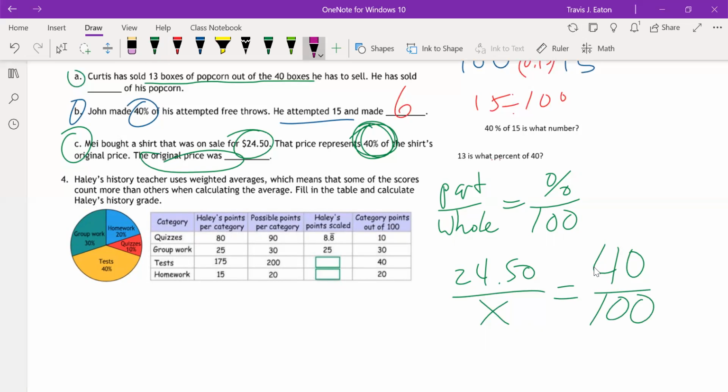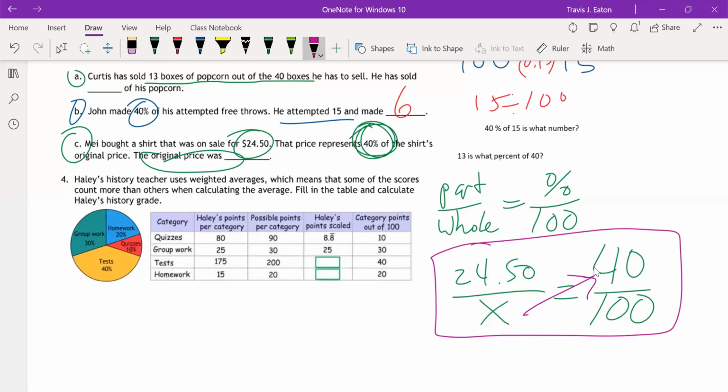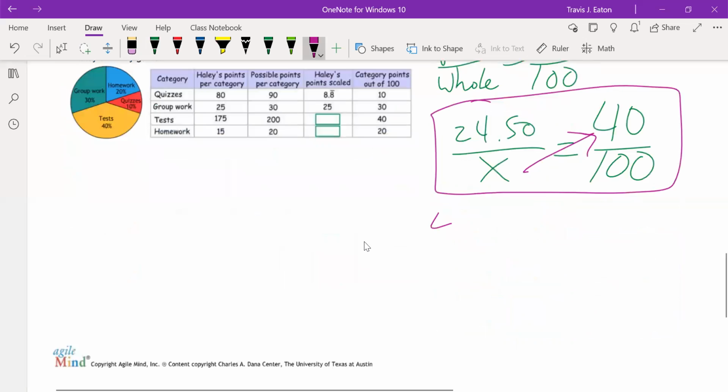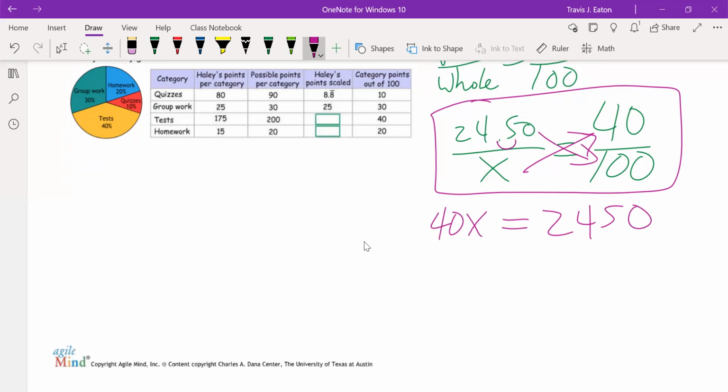Now, we just got done discussing in the entry task that when you have a proportion like this set up, if you cross multiply, you can say, all right, X times 40 is 40X, and 24.50 times 100 would be 2450, because our decimal place just moves over two places when you multiply by 100.